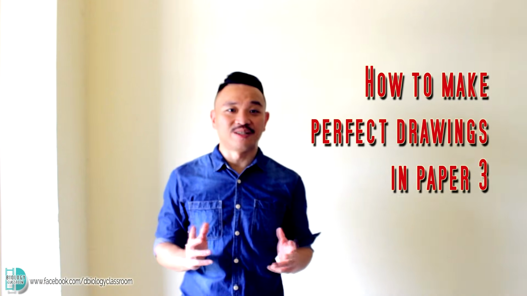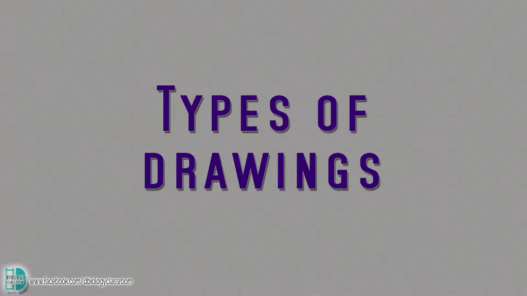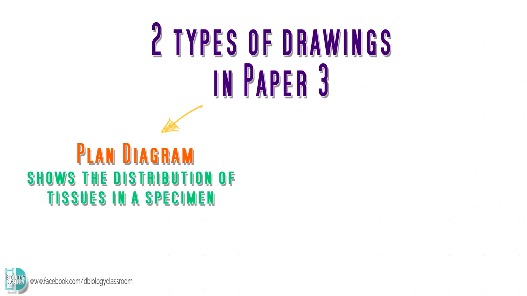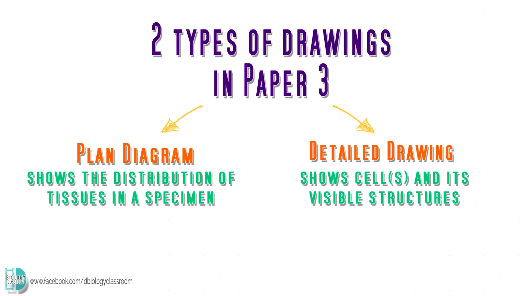In this video, I'm going to teach you how to make perfect biological drawings for paper 3. There are two types of drawings you need to make in paper 3. The first one is a plan diagram. It shows the distribution of tissue in a specimen. The second one is a detailed drawing. It shows cells and all the visible structures.